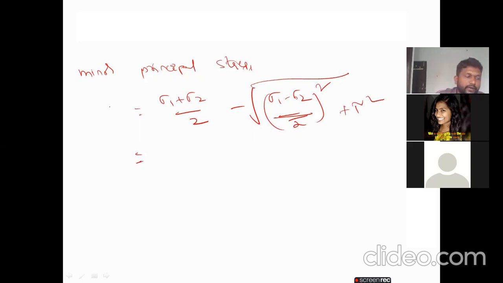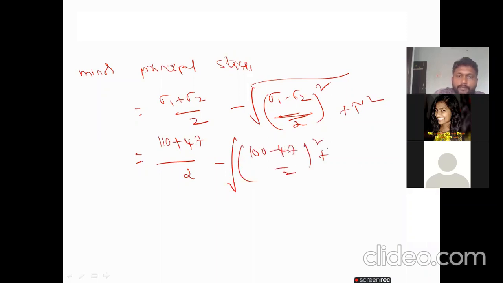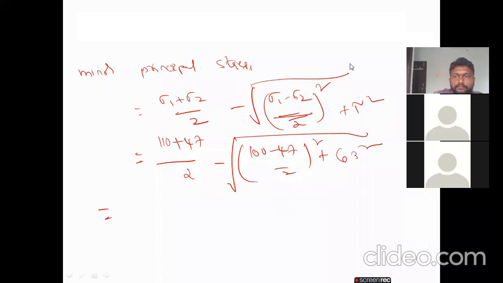Sigma 1 we know already, 110. Sigma 2 is 47, so 110 plus 47 by 2 minus square root of (110 minus 47 by 2) whole square plus tau, which is nothing but 63 square. Yeah, please tell me the answer here. 8.06, sir. 8.06. Yes, good.